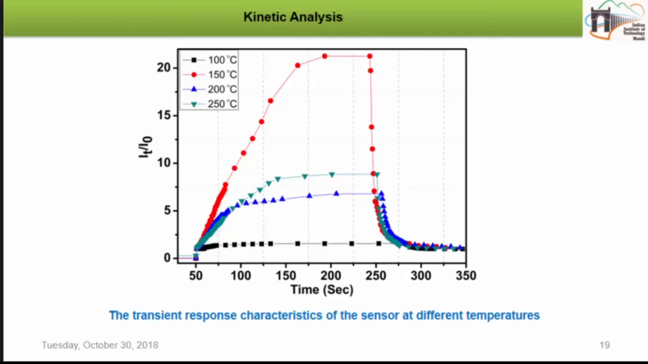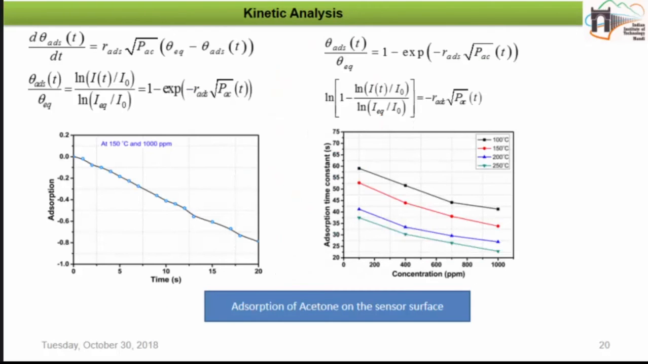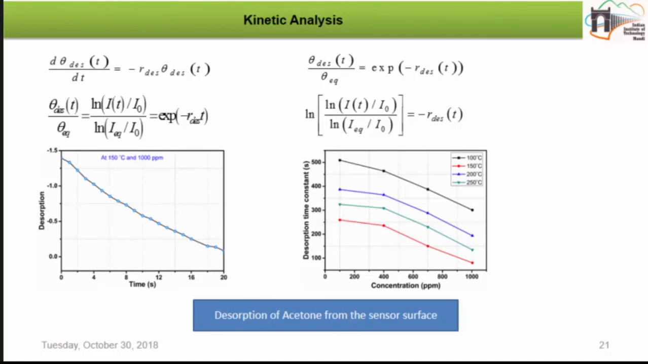And now this is the kinetic analysis. This is the I_T versus I_0 with time curve. So I_T is the current value at any given time, and I_0 is the equilibrium current value. It is showing the exponential nature, and now by using the adsorption and desorption equations, we are getting the adsorption characteristics of the acetone at the surface of AlGaN. So these are the equations. These are the adsorption equations, and in the next slide, these are the desorption equations.